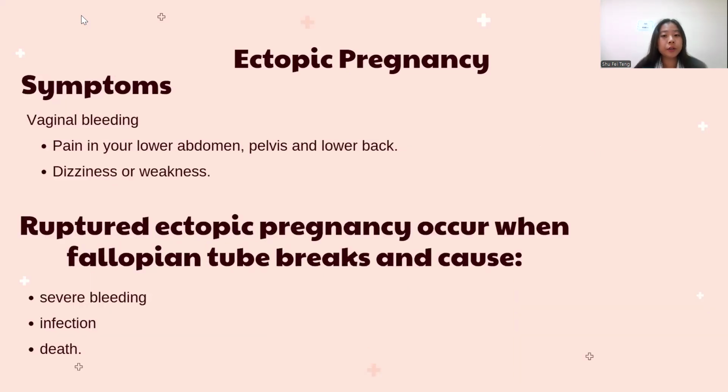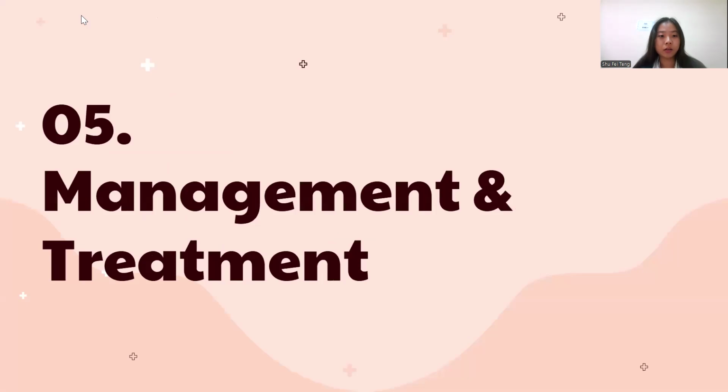The symptoms of ectopic pregnancy include vaginal bleeding. The pregnant woman will feel pain in the lower abdomen, pelvis and lower back. They will feel dizziness and weakness also. A ruptured ectopic pregnancy occurs when the fallopian tube breaks, and it will cause severe bleeding, infection, and even death. So it is important to detect an ectopic pregnancy early.